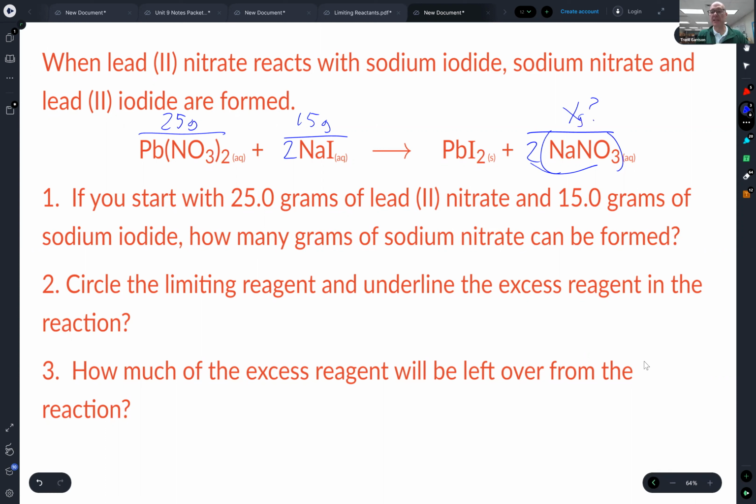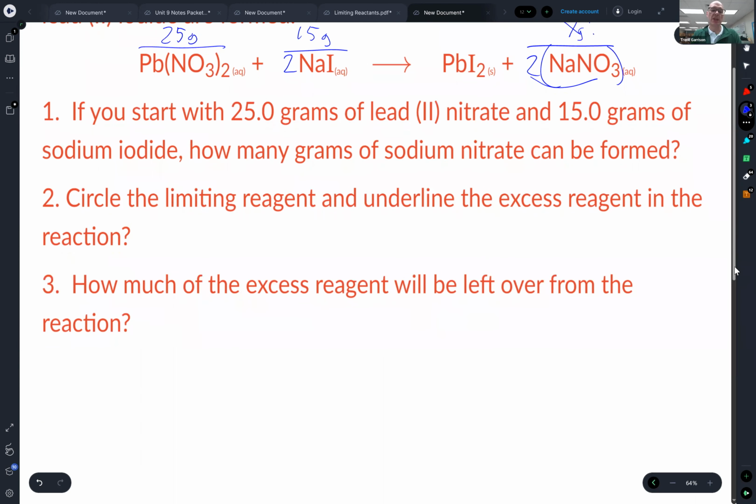All right, so I'm going to slide down just a little bit on the screen so we have a little bit more room. You have to solve this one twice. So I'm going to put the 25 over. Now I have to add up all of this. The weight of lead is 207. The weight of 2 nitrogens is 14 each, that's 28. Plus 48 for the oxygens twice, that's 96. So my total weight there is 331.